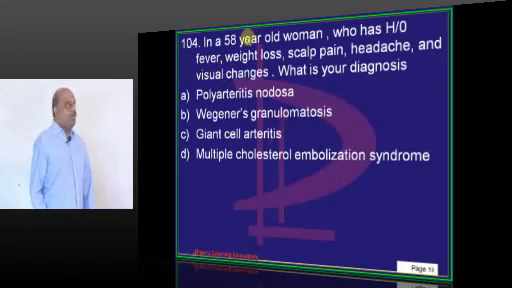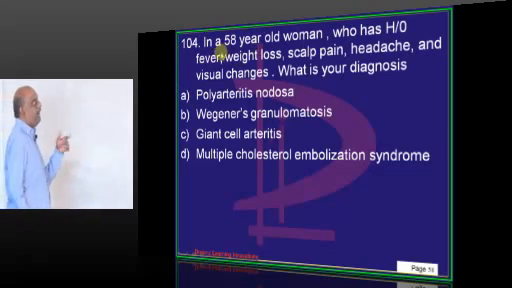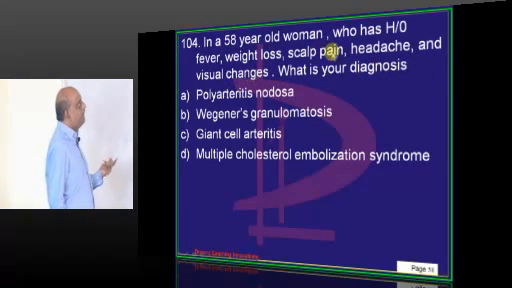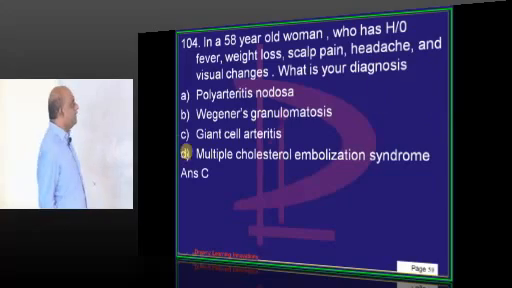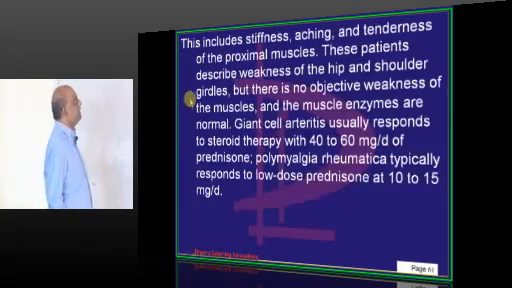In a 58-year-old who has history of fever, weight loss, scalp pain, headache and visual changes, what is your diagnosis? Classical of giant cell arteritis.